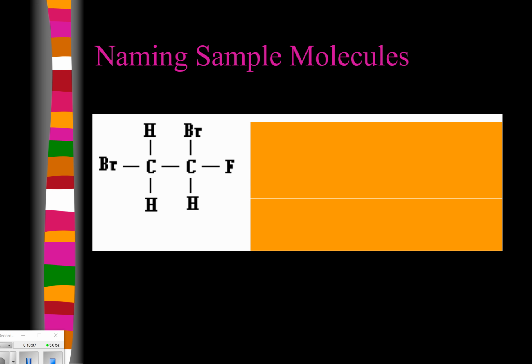In this example, we have 2 different halo groups. So first we identify our longest unbroken chain, 2 carbons. We have a bromo group and a fluoro group. So 2 bromo or dibromo, and we have 1 fluorine. We generally don't call this monofluoro. Now the 1 bromine here is on 1 carbon, bromine on another, and the fluorine is on another as well. And we're going to want to try and put these on the lowest number possible.